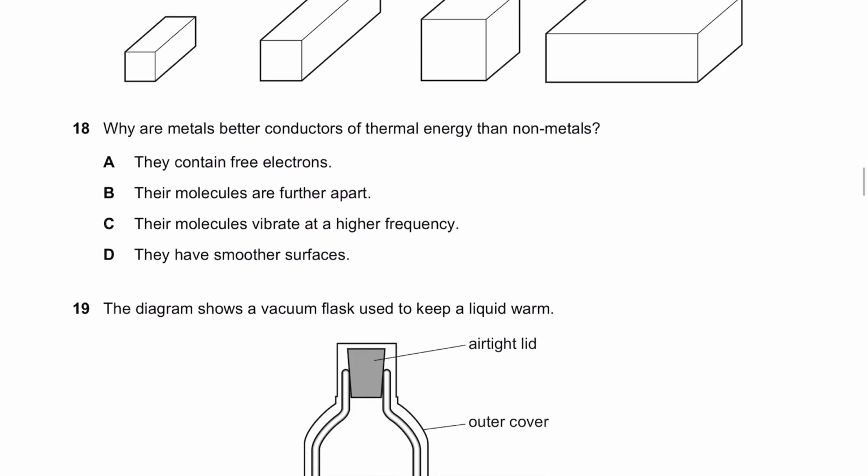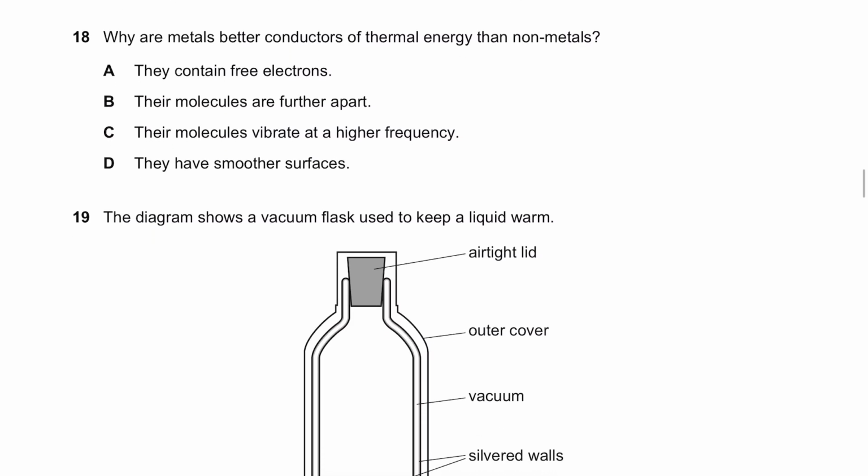Question 18. Why are metals better conductors of thermal energy than non-metals? Metals, they contain free electrons. Yeah, this is correct. These free electrons can move around, share their heat, and allow heat to be transferred. Their molecules are further apart. Not really. This is more of a solid, liquid, gas matter, not about metals and non-metals. Their molecules vibrate at a higher frequency. Nope, nothing to do with metals and non-metals. They have smoother surfaces. Nope.